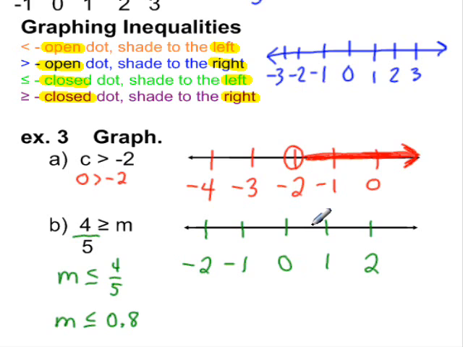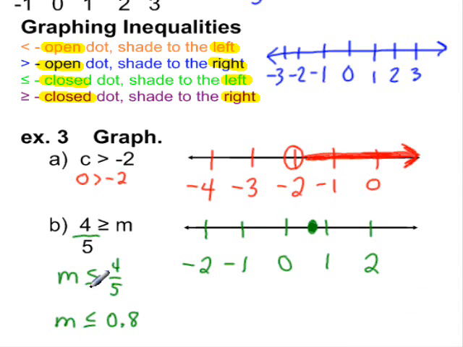It's about right here. And since we have greater than or equals to, if we come up here, that means we have less than or equal to, that means it's going to be a closed dot. So right about where I think 0.8 is going to be, I'm going to put my closed dot down.